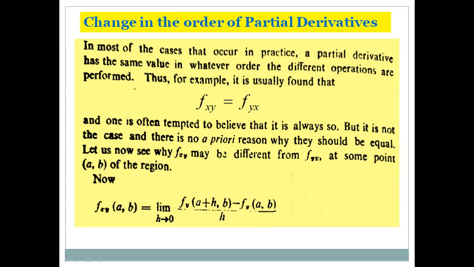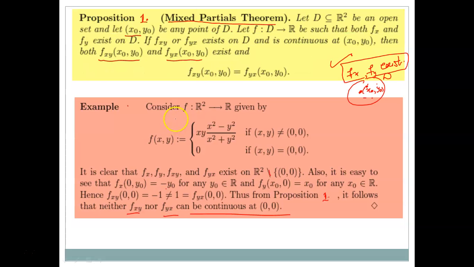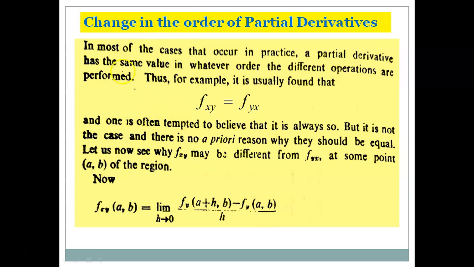Now next is the change in the order of partial derivatives. Again we are focusing on the same fact as in this proposition, but we are going to discuss things more elaborately. In most of the cases that occur in practice, a partial derivative has the same value in whatever order the different operations are performed. Thus, for example, it is usually found that fxy equals fyx, and one is often tempted to believe that it is always so. But it is not the case. There is no a priori reason why they should be equal.